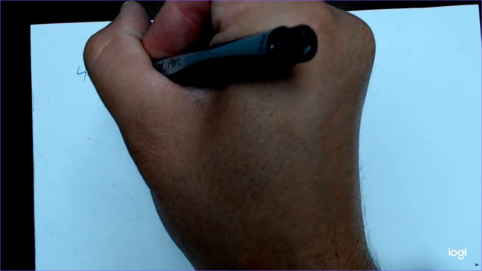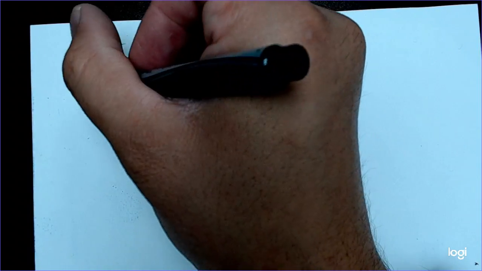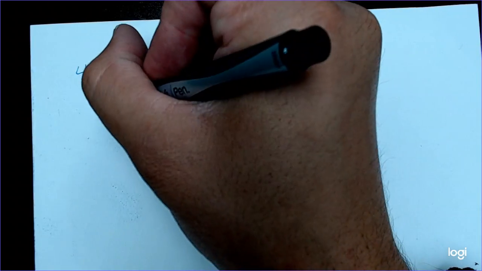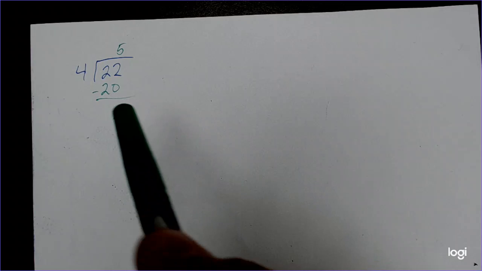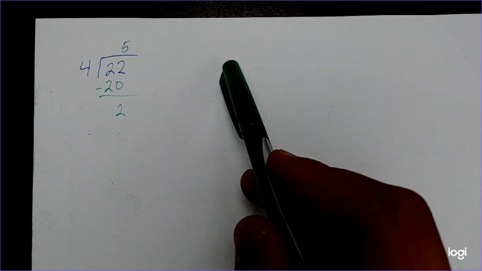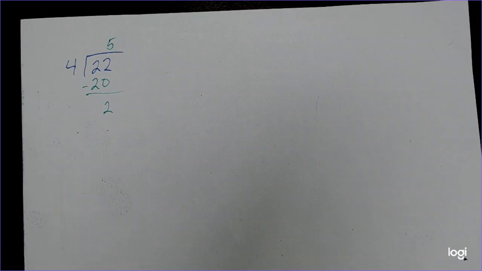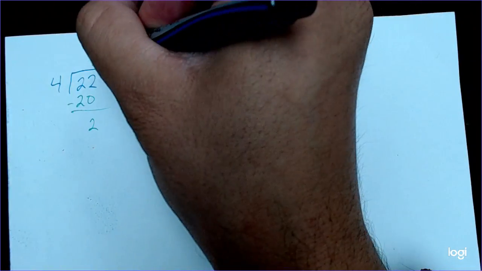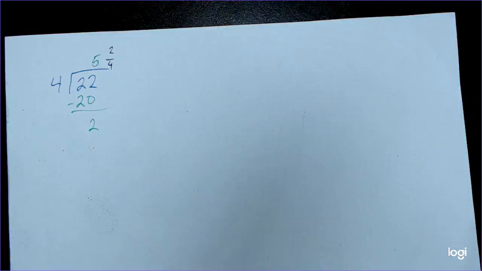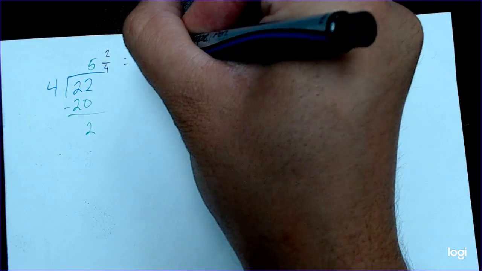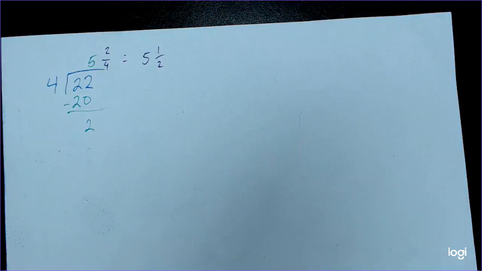5 times 4 is 20. Now I subtract, and I have 2 left over. But if I want a fractional answer, instead of writing remainder 2, or instead of adding a decimal for a decimal answer, what I do is I take this little 2 down here, and I write it as a fraction over the divisor. So it becomes 5 and 2/4, but then I could reduce that to 5 and 1/2.